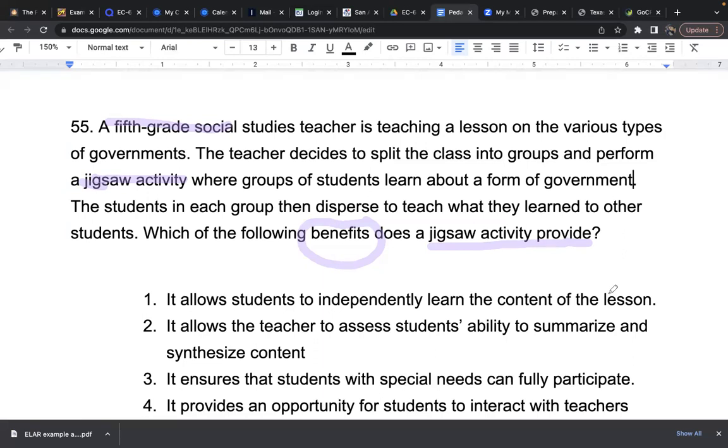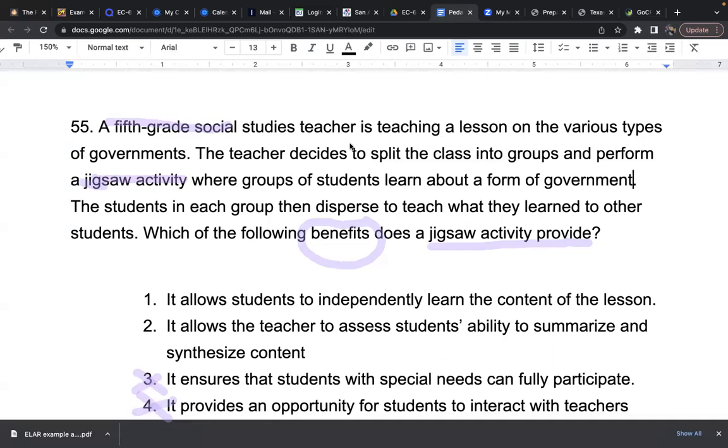Number 3 is definitely out. 4 is out too. Absolutely. It's not even an activity where they're interacting with teachers. It doesn't even do that. Why would 1 be out? Because they have to have already learned the material to participate.